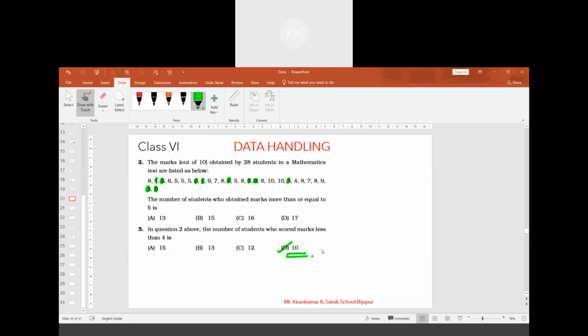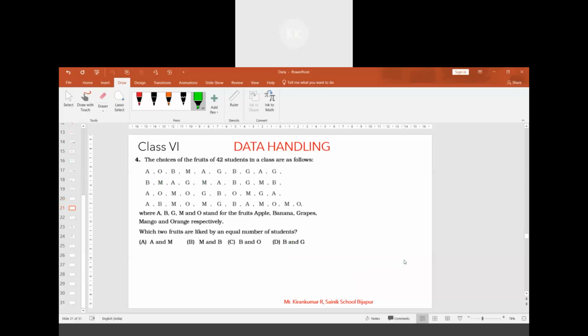If I want to mention a tally mark for that, 1, 2, 3, 4, fifth line crossed, 5. Another one: 1, 2, 3, 4, fifth line crossed, 5. Yes, this is the tally mark of 10. Okay, sir.